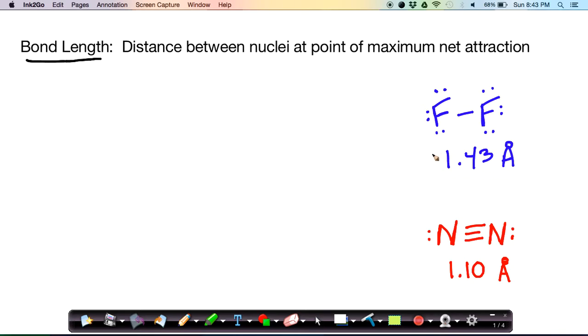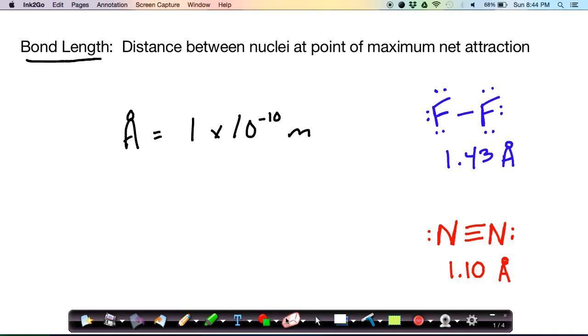So we see for fluorine that the bond length at the point of maximum net attraction is 1.43 angstroms, and for nitrogen it's 1.10 angstroms. Just for a little bit of context, what exactly is an angstrom? Well, it's equal to 1 times 10 to the negative 10th meters. So it is a very small unit of measurement. And again, we see with these molecules that it's roughly on the scale of an atom. So it's a convenient unit of measurement for us to use when we are looking at bond lengths, as we will be in today's lesson.